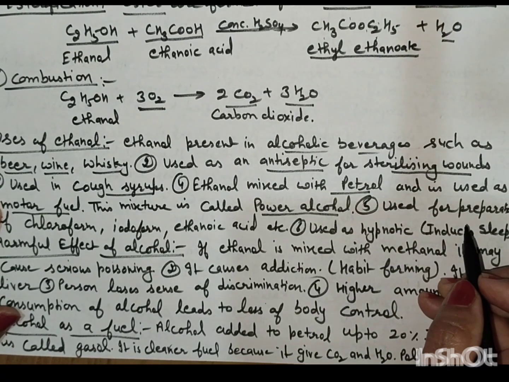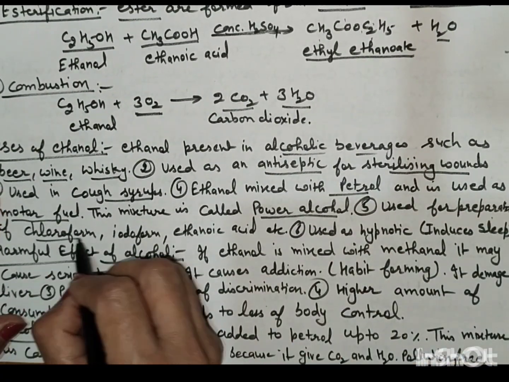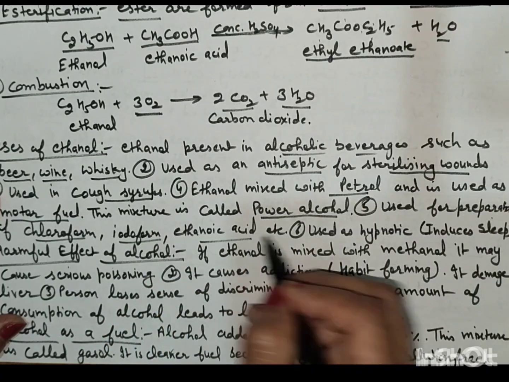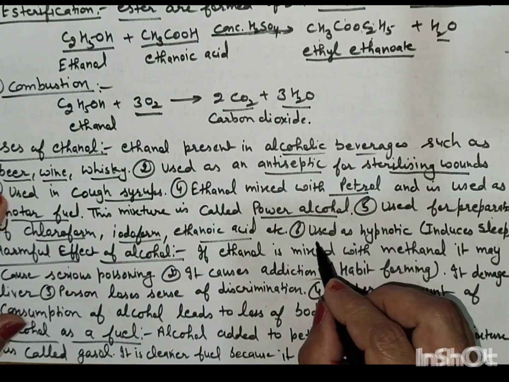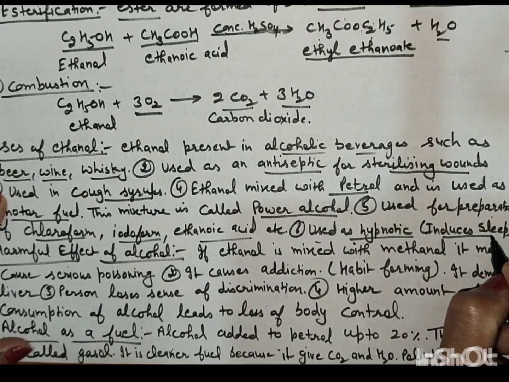This mixture is called power alcohol. It is used for the preparation of chloroform, iodoform, ethanoic acid, etc. It is used as a hypnotic, or it induces sleep.